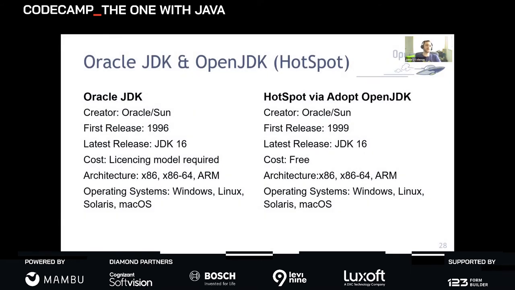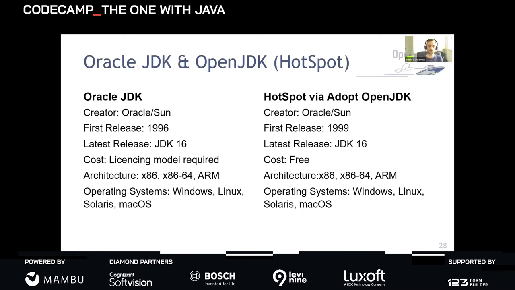So you've got Oracle JDK, which was obviously the first ever JVM, essentially. The latest release that Oracle look after for Java is JDK 16. I think it's free for personal use, but if you're using it for commercial use, you do have to purchase a license. It supports quite a broad range of architectures and operating systems, but there are ports, so you can port this JDK to other architectures and operating systems.